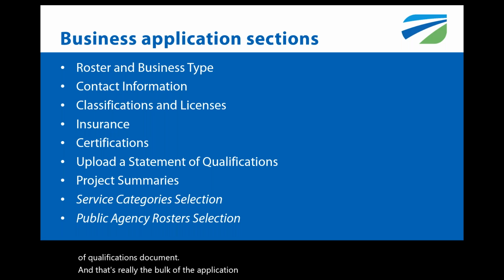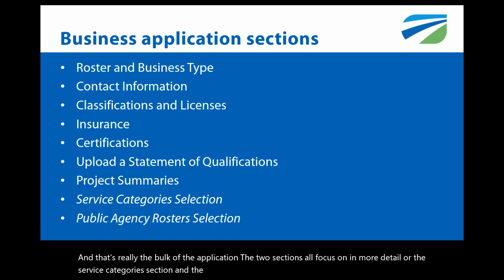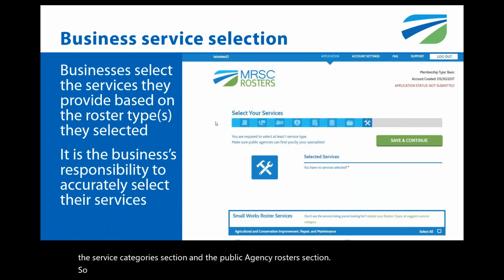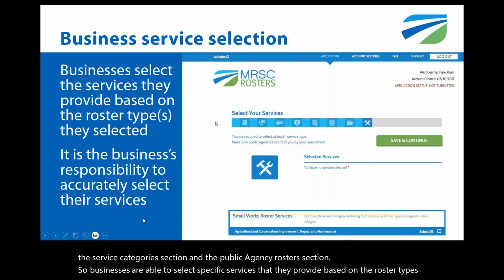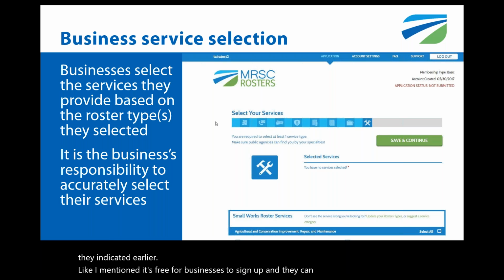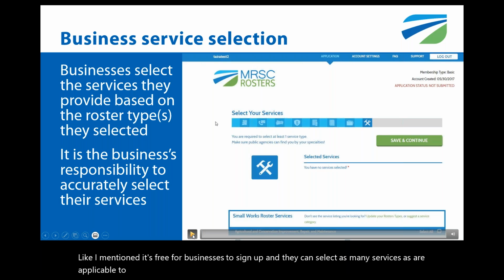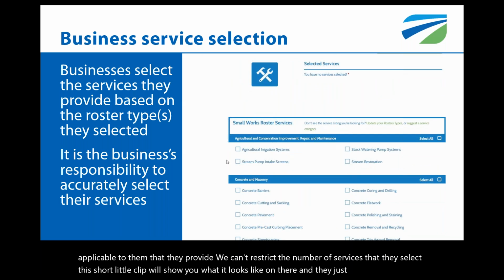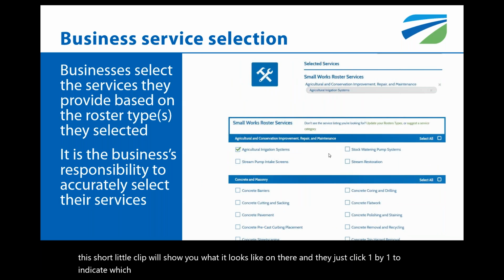The 2 sections I'll focus on in more detail are the service categories section and the public agency rosters section. So businesses are able to select specific services that they provide based on the roster types they indicated earlier. Like I mentioned, it's free for businesses to sign up, and they can select as many services as are applicable to them that they provide. We can't restrict the number of services that they select. This short little clip will show you what it looks like on their end. They just click one by one to indicate which services that they provide.